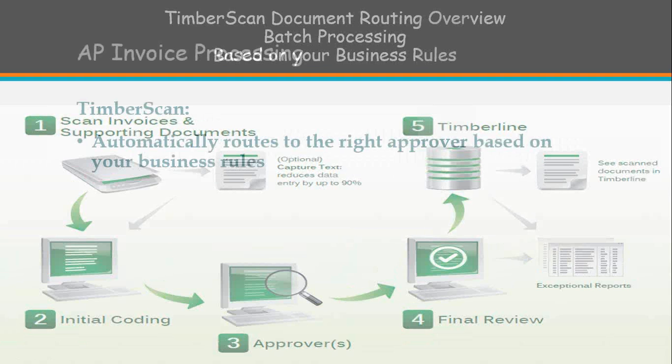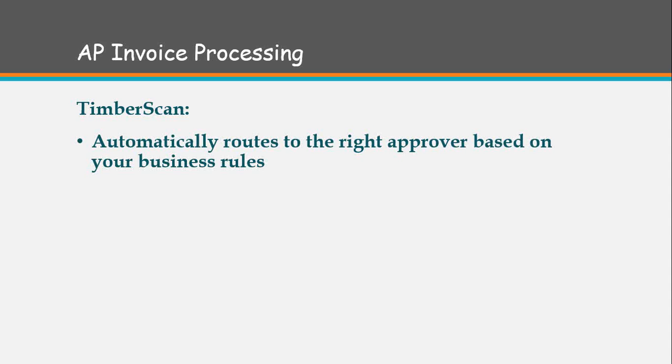TimberScan allows you to automatically route invoices to the right approver based on your business rules. So when we implement TimberScan at your office, the first thing that we do is we go through what I call a tailoring procedure. With that tailoring process, we are tailoring TimberScan to meet your business needs. Part of that process is setting up what we call business rules. The business rules allow us to automatically, as we're processing the invoices, send them off to the right approvers. Could be project managers on a job, property managers, for example.